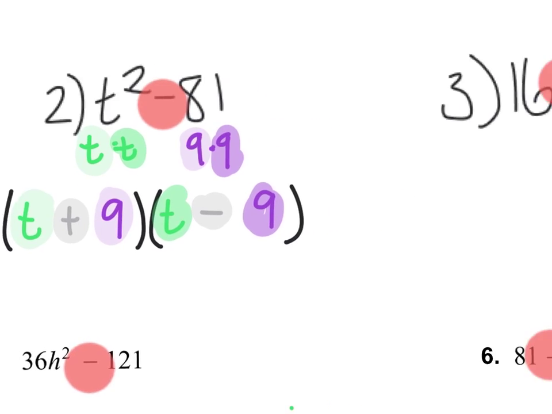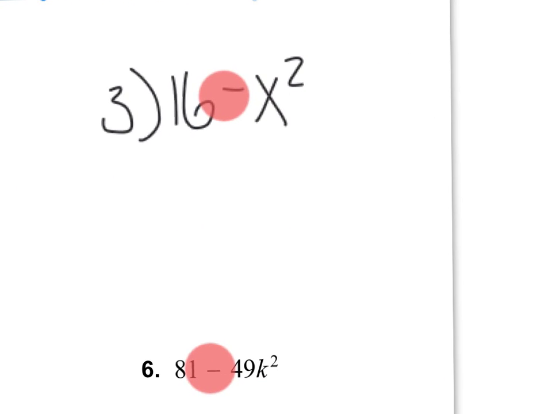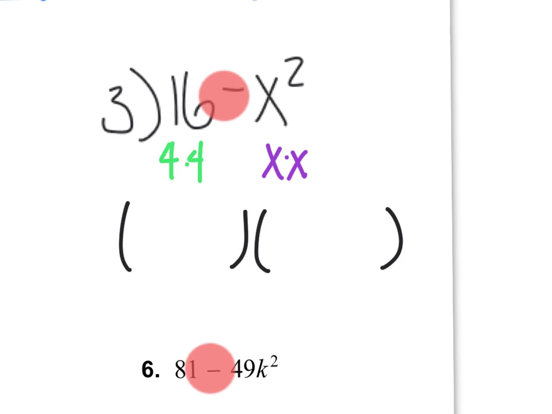So looking at number 3, we have 16 minus x squared. Well, we know that 16 is 4 times 4, and x squared is x times x. So this is a difference, because there's a minus sign, of perfect squares, because each is a perfect square. So the way this is going to factor, I do my parentheses, and I'm going to have a 4 in each of the parentheses, and I'm going to have an x in each of the parentheses, and I'm going to have a plus sign and a minus sign.